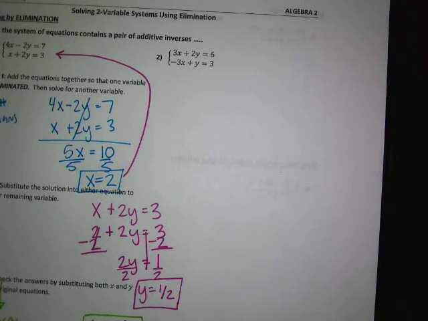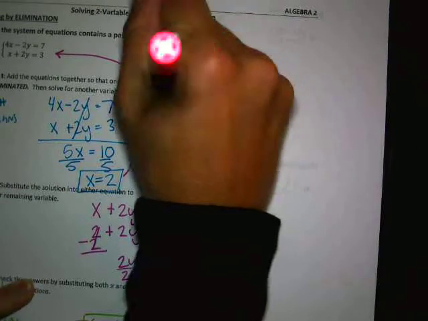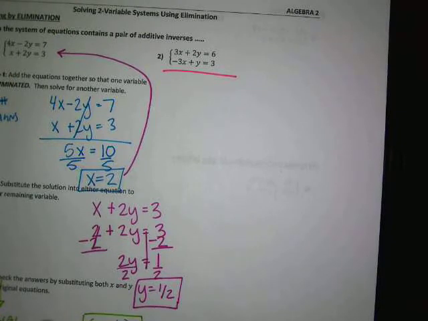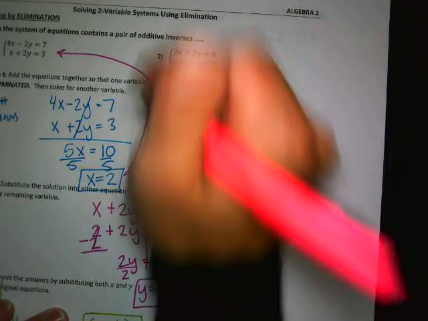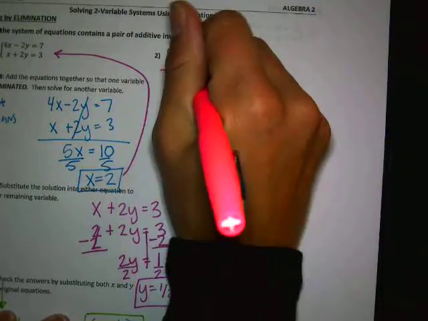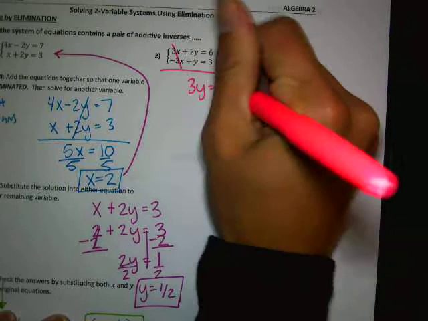What variable is going to eliminate? The x's. Very good, because 3 minus 3 is going to eliminate and it gives you 0. They have the same number but different signs. So, help me add up these 2 equations. Good. Okay, so 2y plus y is 3y, and 6 plus 3 is 9.